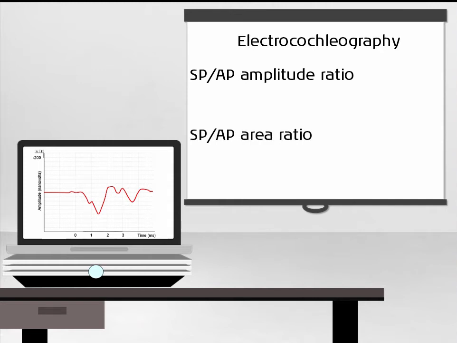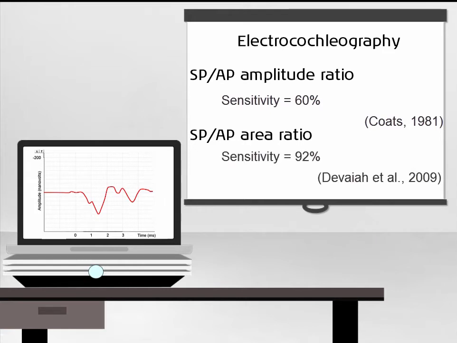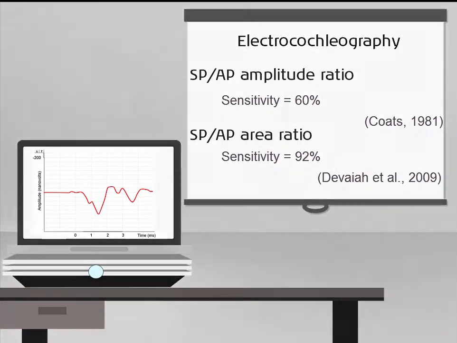Both of these methods have been shown to be effective in assisting in the diagnosis of endolymphatic hydrops, but research suggests that the SP-AP area ratio does this with a higher sensitivity and specificity compared to using the amplitude ratio method. Despite this, both methods are still widely used today.